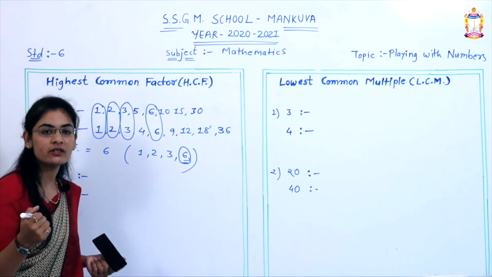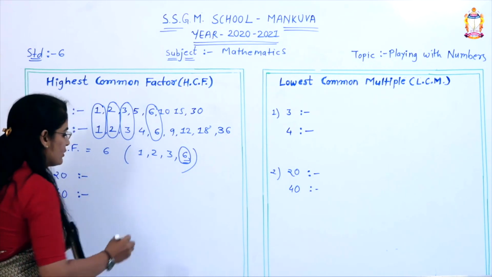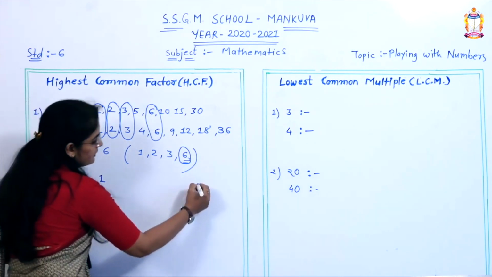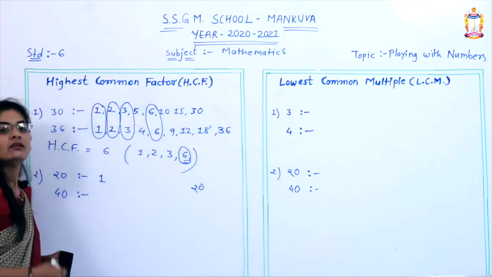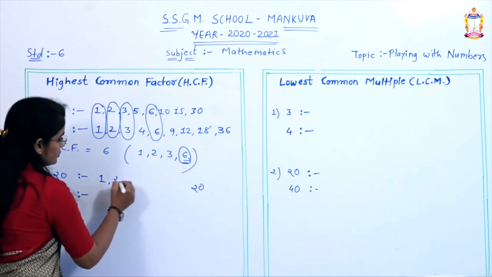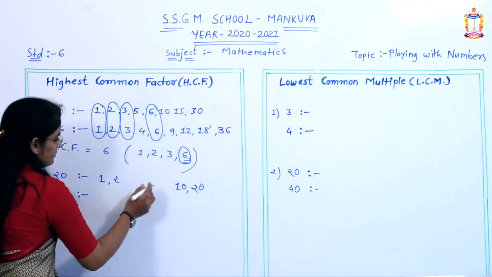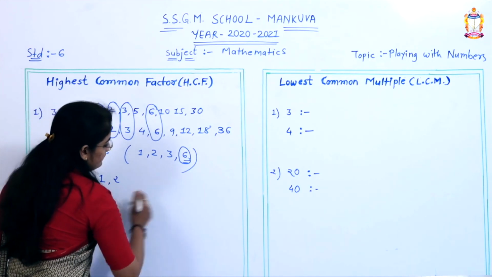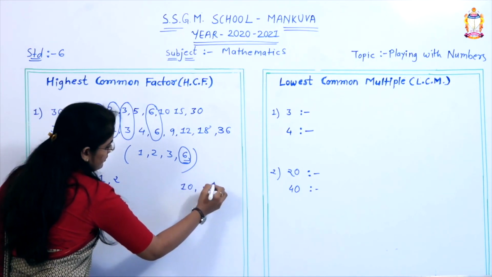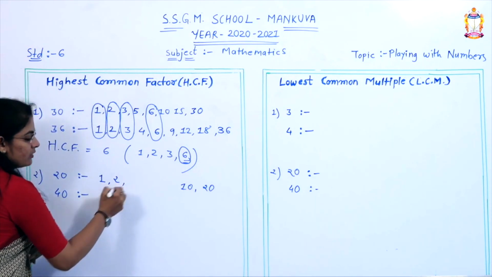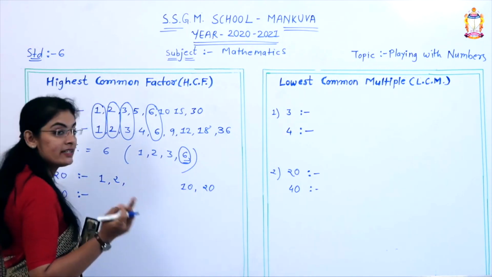Which is the lowest factor of all numbers? Yes, number 1. 1 20s are 20. Go to the 2. 2 10s are 20, right? 3 no. 4 yes.